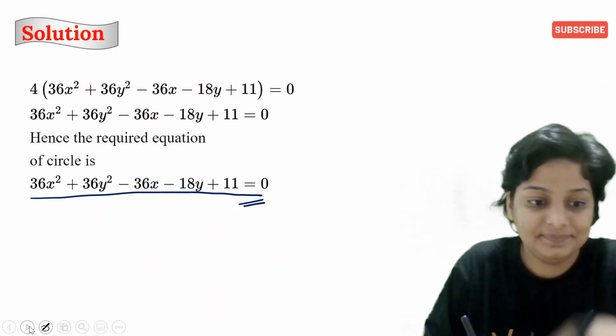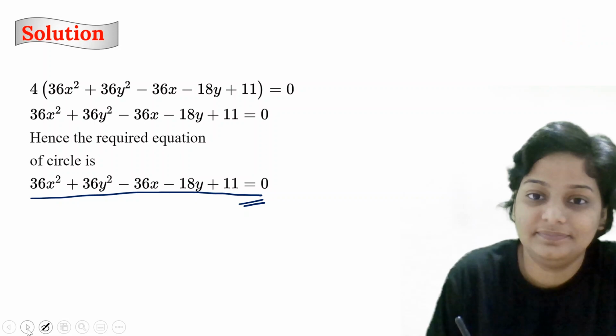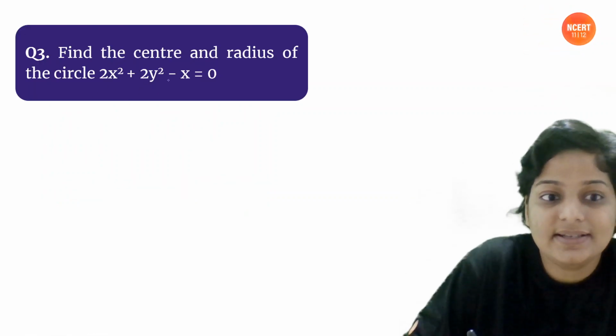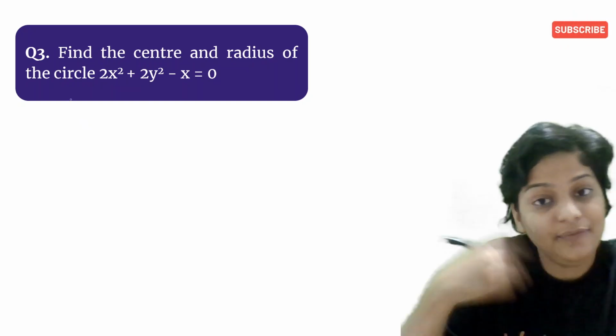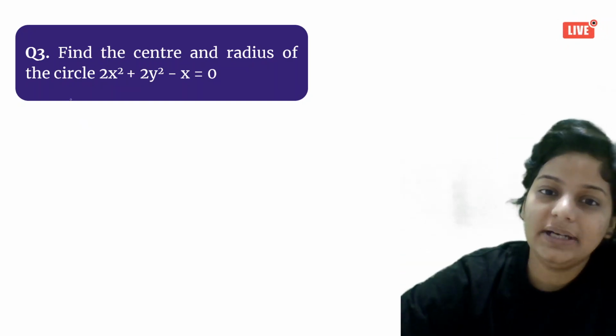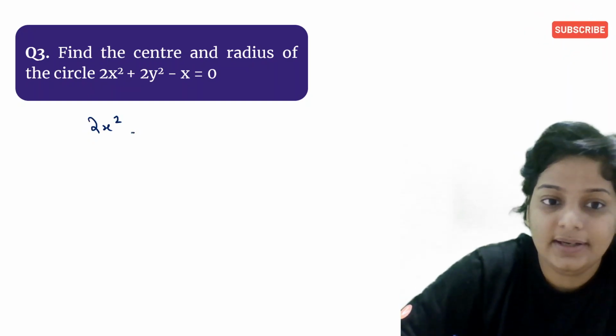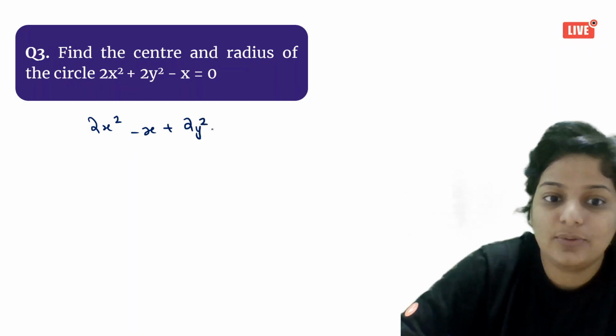Okay, let's move ahead. Find the center and radius of the circle. Again we have to find the center and radius, but this circle looks a little different. Let's see. 2x square minus x plus 2y square is equal to 0.